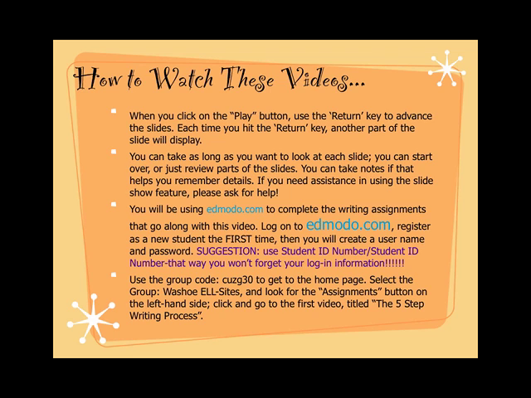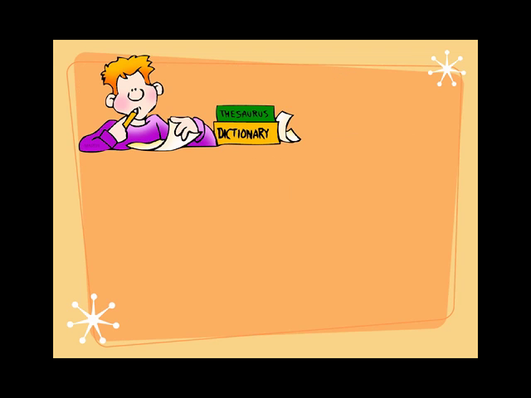The other thing is that once you're logged on to Edmodo, you're going to enter a group code, which is CUZG30. And that will get you to the home page for these assignments. You select the group Washoe ELL-Sites and look for the Assignments button on the left-hand side. Click and go to the first video titled The 5-Step Writing Process. Good luck.